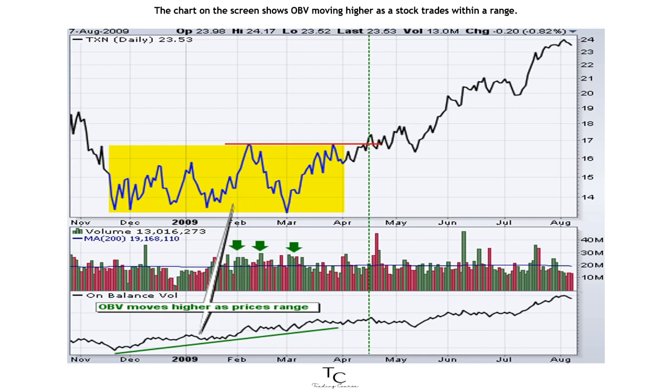The chart on the screen shows OBV moving higher as a stock trades within a range. Rising OBV during a trading range indicates accumulation, which is bullish.